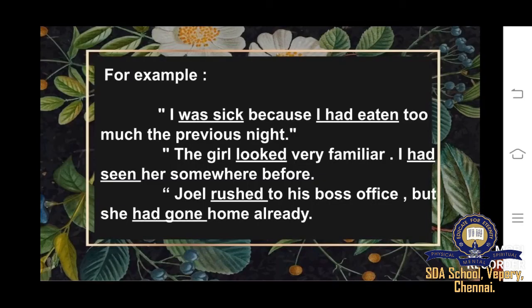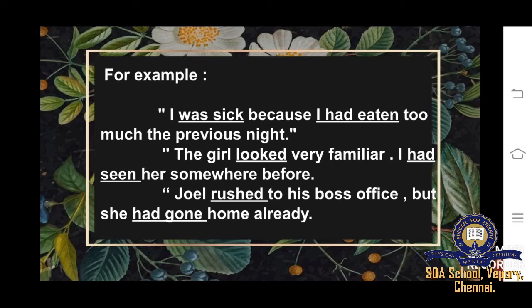Here's another example. I was sick because I had eaten too much the previous night. Two actions are there. I was sick and I had eaten too much the previous night. Which happened first? I had eaten too much food, then the next day I was sick. Next example. The girl looked very familiar. I had seen her somewhere before. First, I had seen her somewhere before, maybe a few years before. So she looked very familiar.